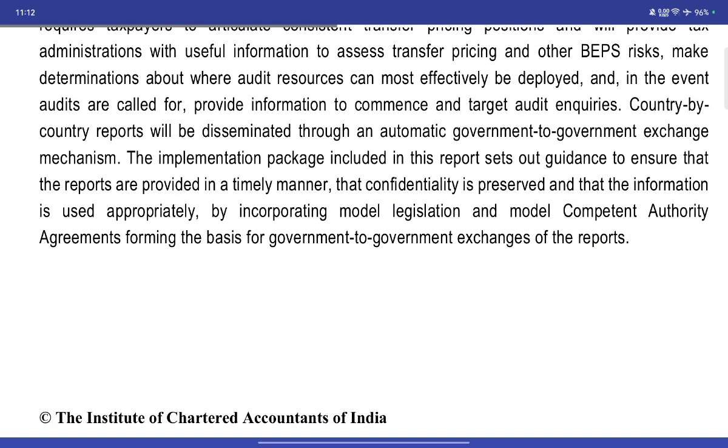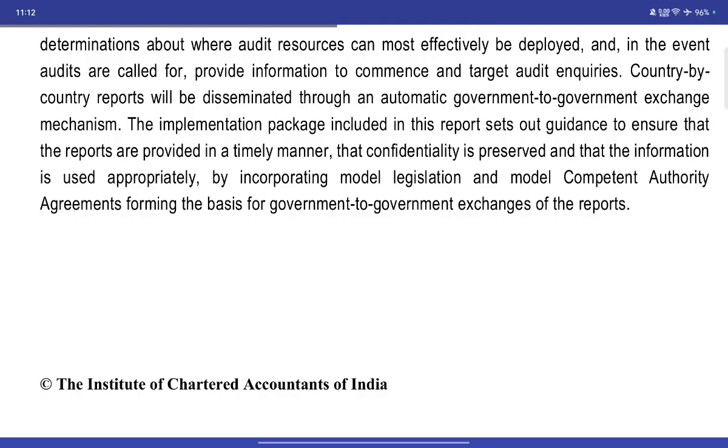The implementation package includes a report setting out guidance to ensure that the report is provided in a timely manner, that confidentiality is preserved, and that the information is used appropriately, by incorporating model legislation and a model competent authority arrangement forming a basis of government to government exchange of this report.